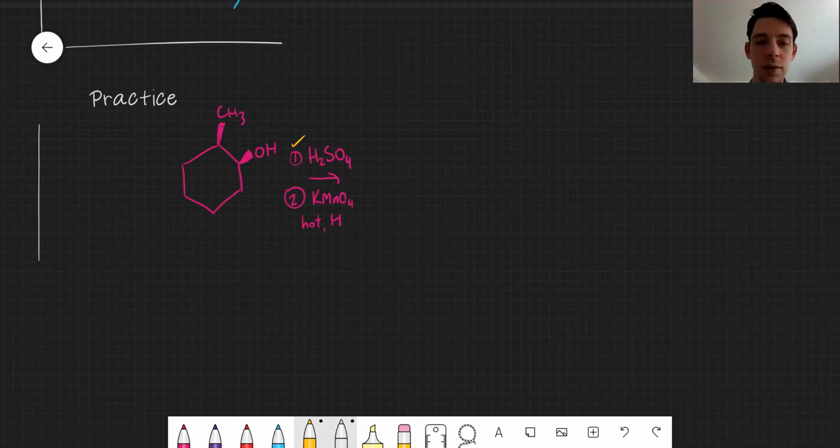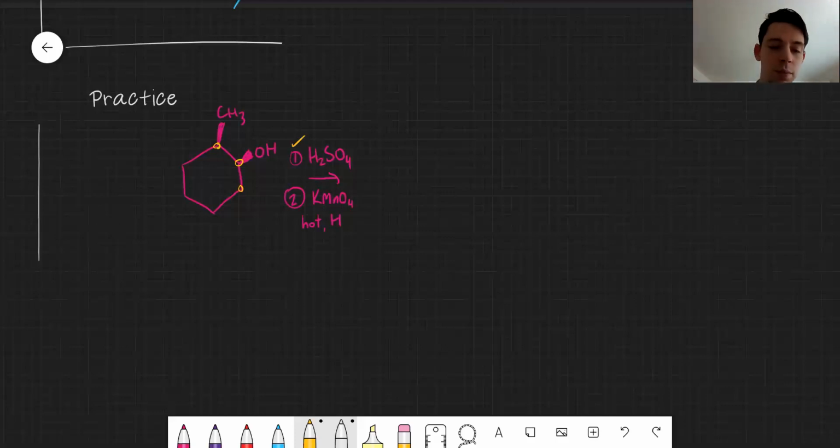It's going to dehydrate one of the neighboring carbons to this OH, along with the OH group. Markovnikov's rule says that the double bond that forms as a result of this reaction will be between the most substituted carbon. So when I can choose between, say, carbon A and carbon B, A is more substituted. So I'm going to expect that double bond to form between carbon A and the OH carbon.